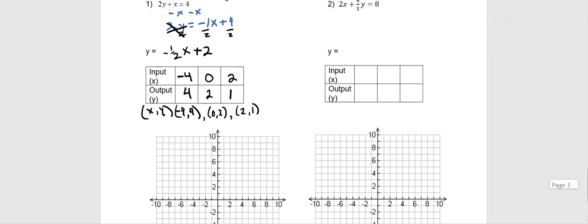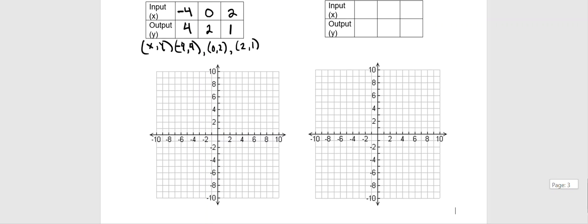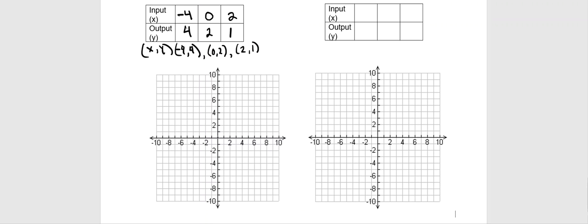And then we're going to do this one more time. I'm going to do -1/2 times 2. I know I'm going to get something negative. Let's see, that's going to give me -1. When I add 2 to that, I'm going to get +1. So that's going to give me one more ordered pair, 2, 1. So now I have 3 ordered pairs that I can graph, or plot, on my coordinate plane.